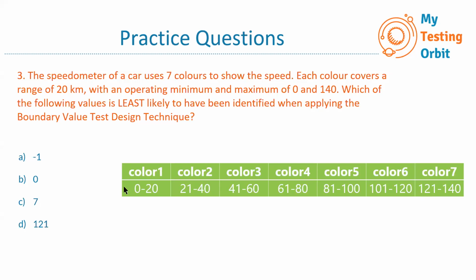C is 7, which falls within the partition. So it can be a value for equivalence partitioning, but not for boundary value analysis. So this is the right option because this is least likely to have been identified. And D is 121, which in this partition is a boundary value, so this is incorrect. The correct option is C, 7. Well done to everyone who got it correct, and I hope that it's clear. If there is any question on this one, let me know.